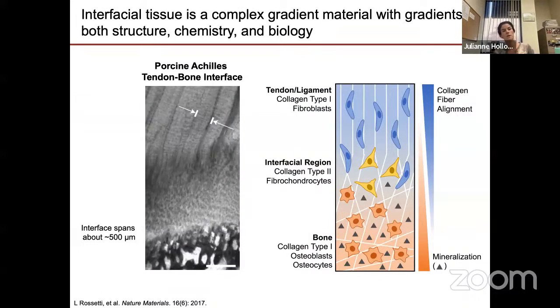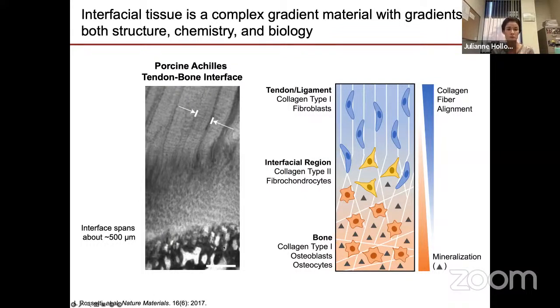As another example, here is the tendon-bone interface. So this is the interface that is torn when you tear your rotator cuff. This is a really common orthopedic injury, one of the most common injuries in the United States. The rotator cuff is a tissue in your shoulder, and it typically tears at this tendon-bone interface. And so you can see here at this interface that we transition from this really nicely, highly aligned tendon tissue, primarily fibroblasts, to this mineralized bone tissue, which is primarily osteoblasts.